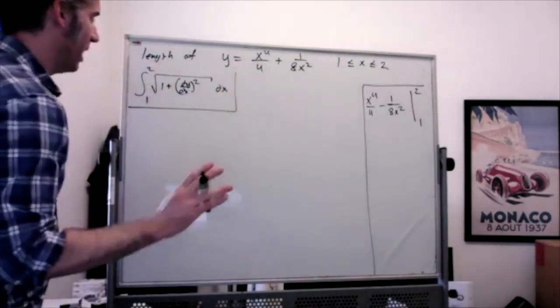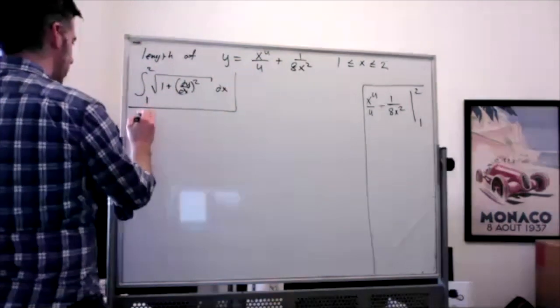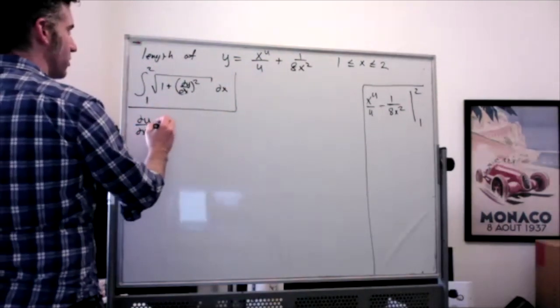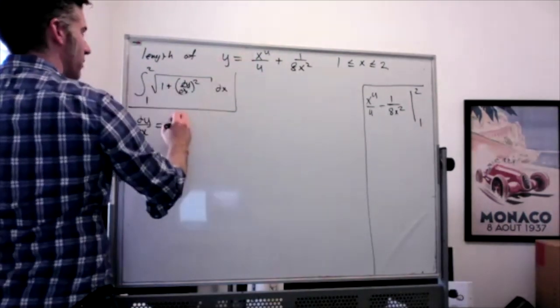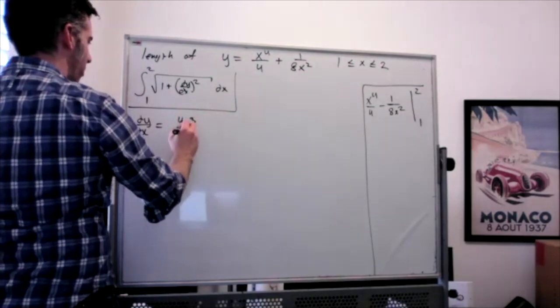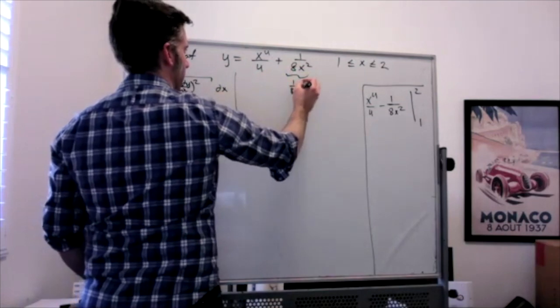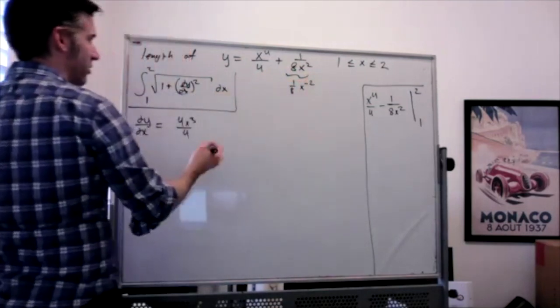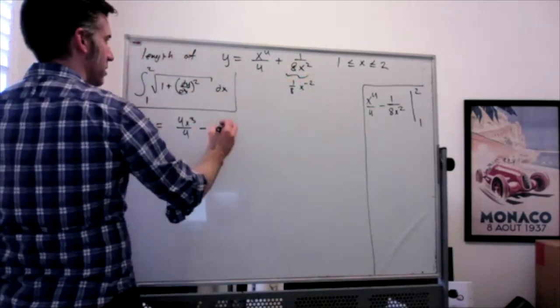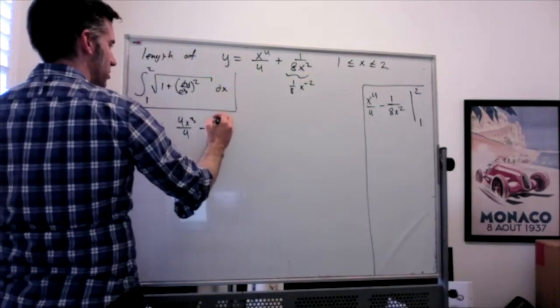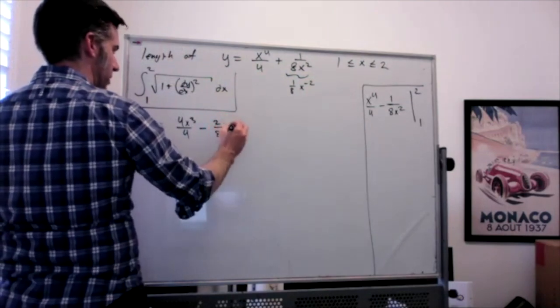So what's going to happen is we're going to take the derivative. So dy/dx is equal to the derivative, that's going to be 4x cubed over 4. And this is 1/8 times x to the negative second. The derivative of that is going to be minus 2/8 x to the negative third.